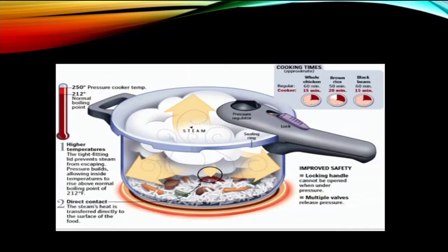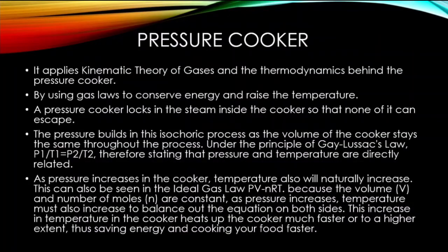This is the pressure cooker. The pressure cooker applies the kinetic theory of gases and the thermodynamics behind it. A pressure cooker allows you to cook food faster and use less energy than a normal cooker by using gas laws to conserve energy and raise the temperature. A pressure cooker locks in the steam inside the cooker so that none of it can escape. The pressure builds in this isochoric process, as the volume of the cooker stays the same throughout the process.